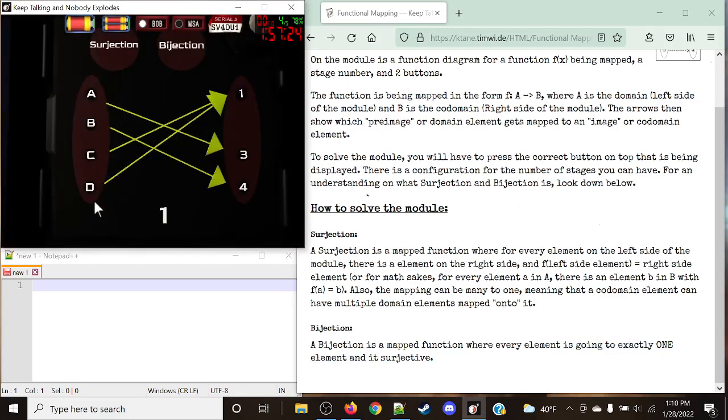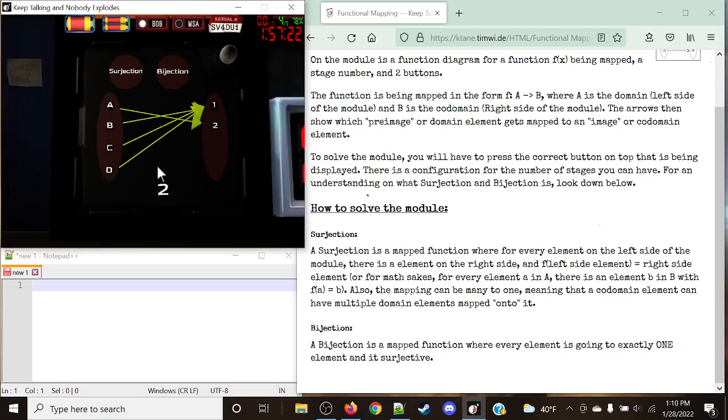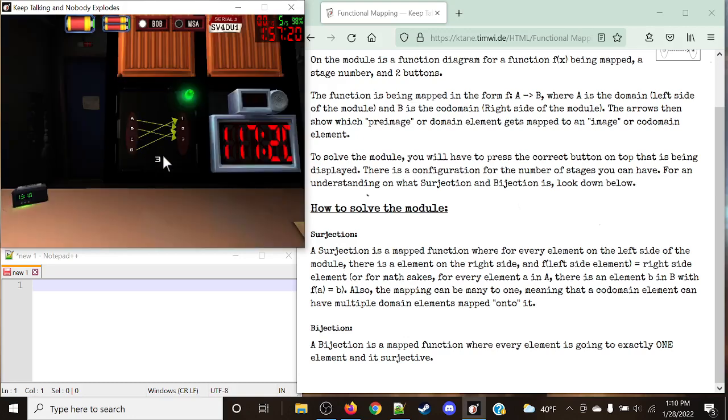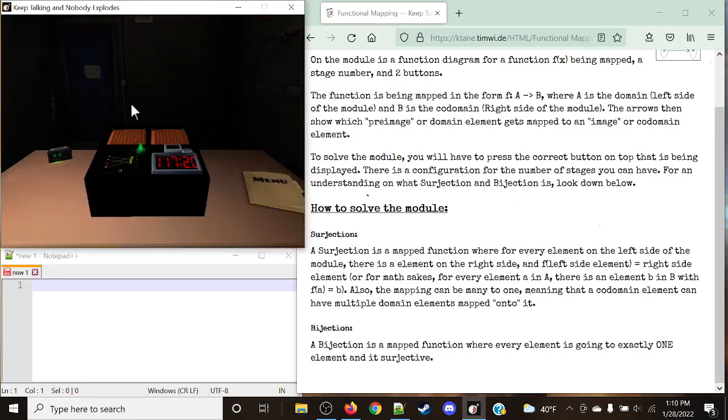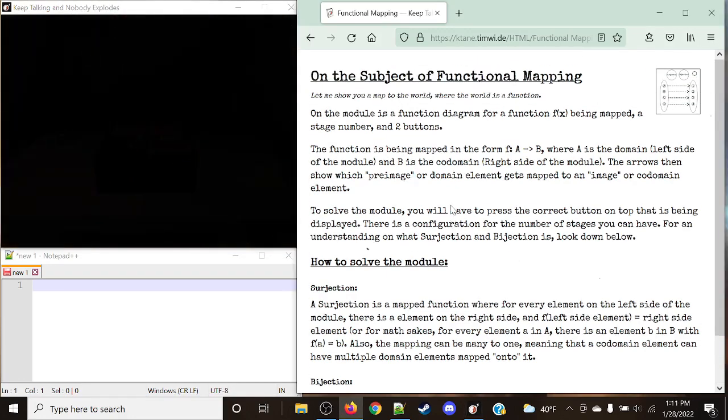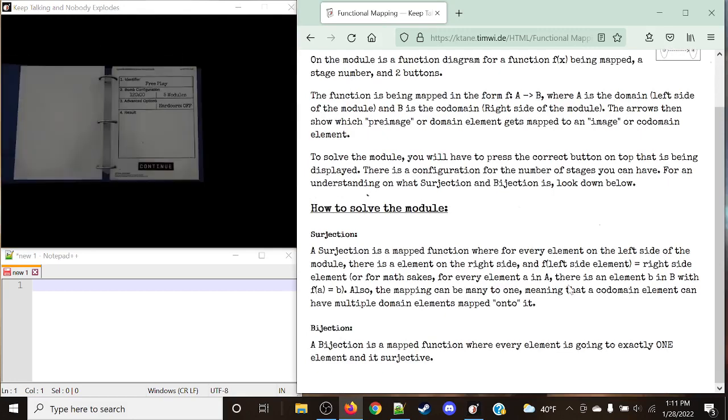And finally, let's do this last example. We have 2 going to 1, so that's a surjection. We have 3 going to 1, that is a surjection. And just like that, it is a solved module. Hopefully that saves you guys some time because reading this manual can be a little bit tricky, but it really is that simple. It's a solo, and it's a very nice and easy one to do.